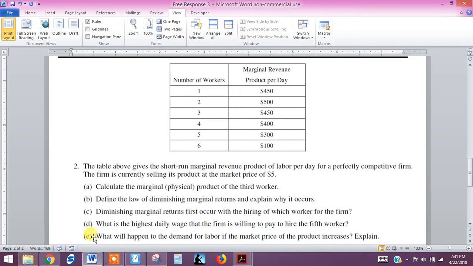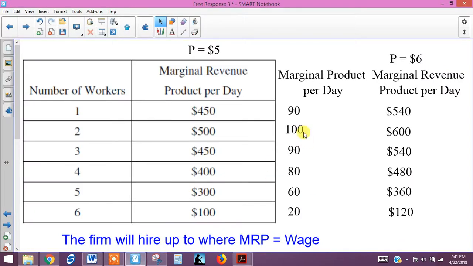Widgets, we'll say, right? Okay, so the second worker had a marginal revenue product of 500, so he or she produced 100 units. And the third worker, here's your answer, had a marginal revenue product of $450, which is 90 units. 90 times 5, the price is 5, is 450.